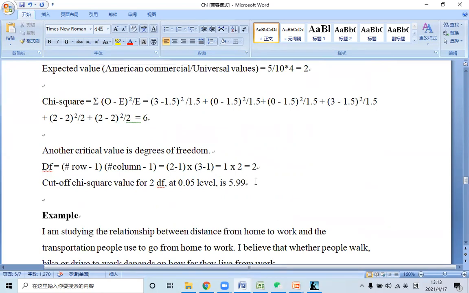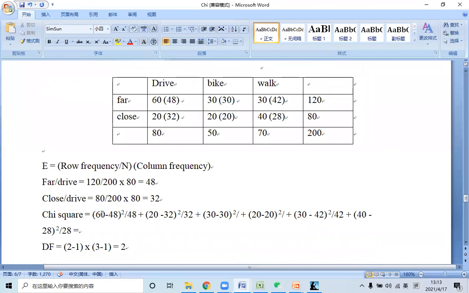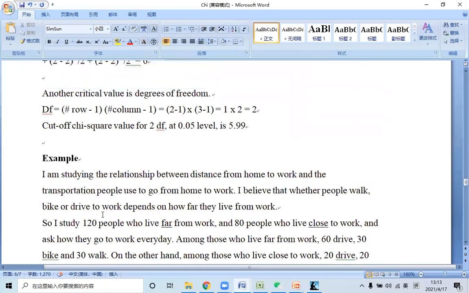This is called the test of independence, the chi-square test of independence. It allows you to test whether 2 variables are independent or dependent on each other. Look at another example.